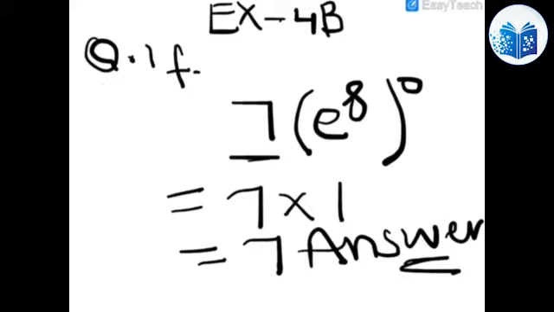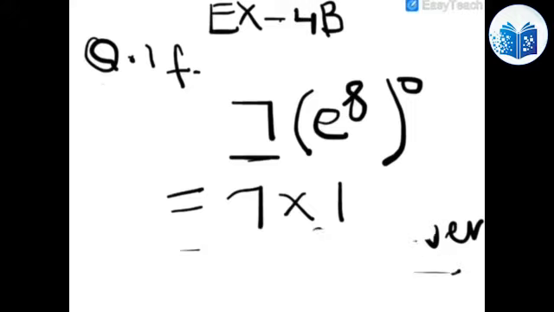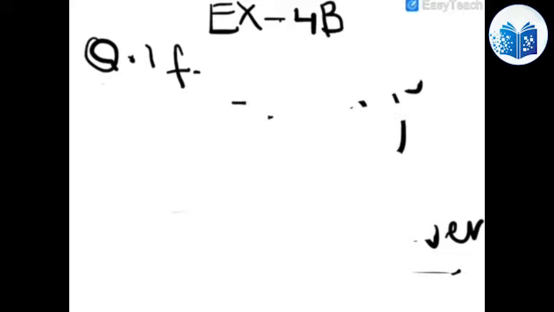I hope it's not very difficult. So now we will be moving towards question number 2. And I'm sure that law number 1 regarding 0 indices is now clear: whenever the power is 0, the value will become 1. Now, question number 2.